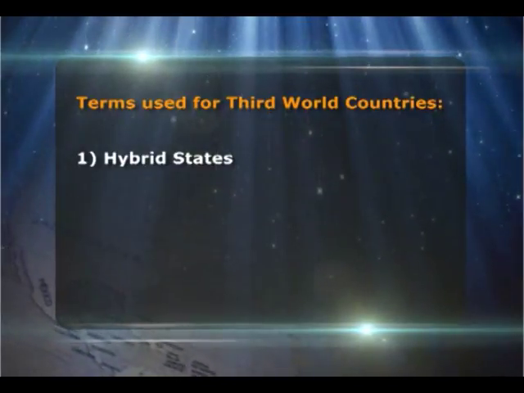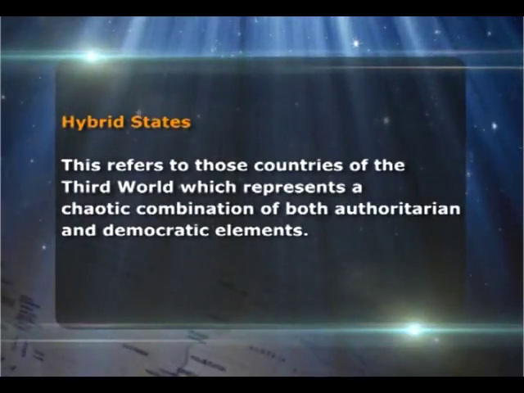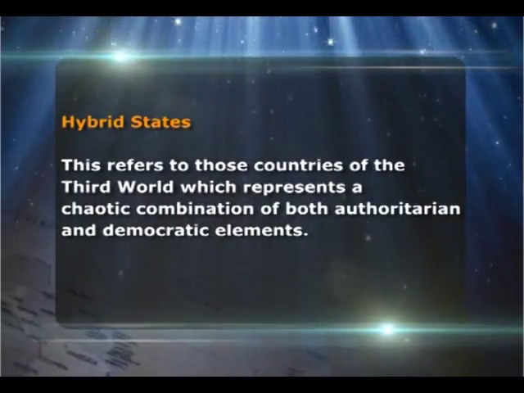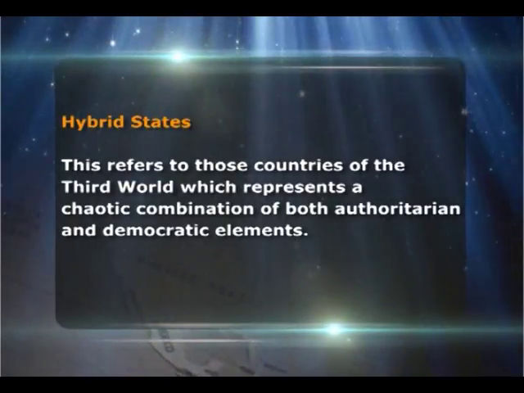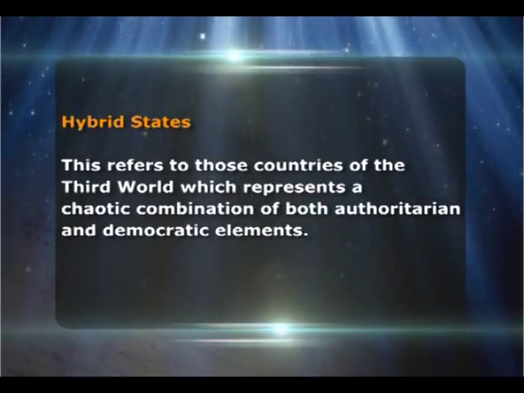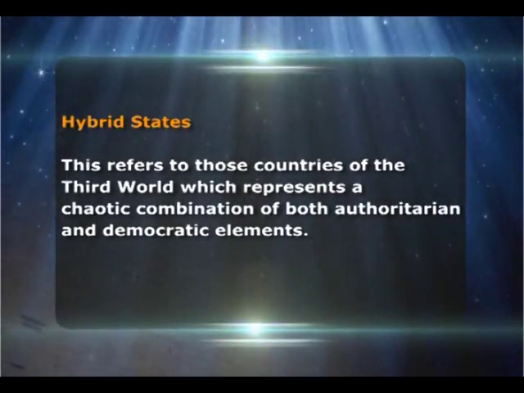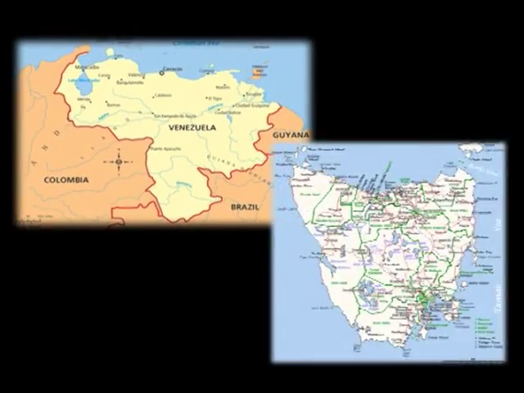Now, this term was first used by L. Diamond in an article that he wrote in the year 2000. By the word hybrid states, he refers to those countries of the third world which represented a chaotic combination of both authoritarian and democratic elements. I have already given examples, but I repeat, Venezuela or Tasmania would fall under the category of hybrid states.